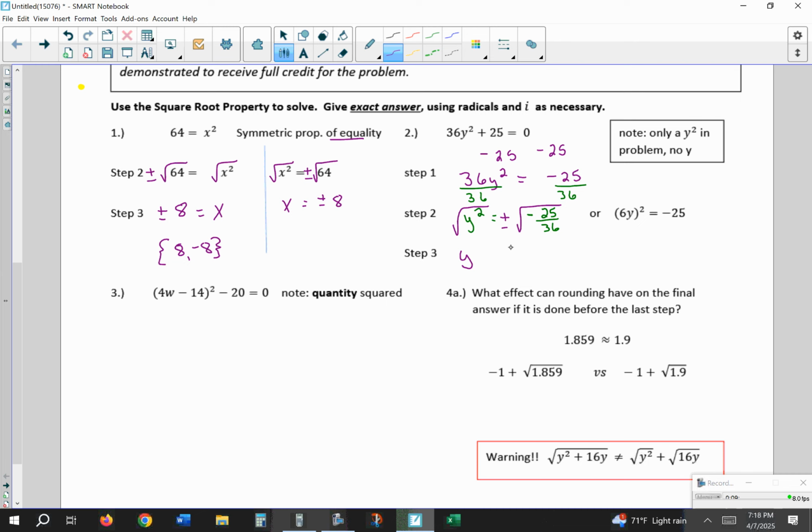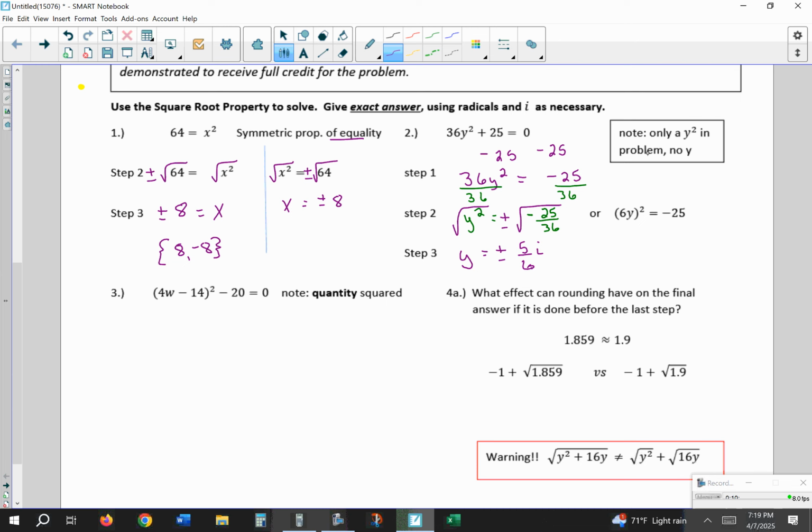I get y, the square root of y squared gives me y, equals plus or minus. We know the negative comes out as an i. Square root of 25 is 5. Square root of 36 is 6. One thing that doesn't quite look right about the way I wrote it: that i is neatly to the side or with the numerator. If I write it too low, it looks like I have it with the 6, which would not be correct. So that is strictly following my steps.